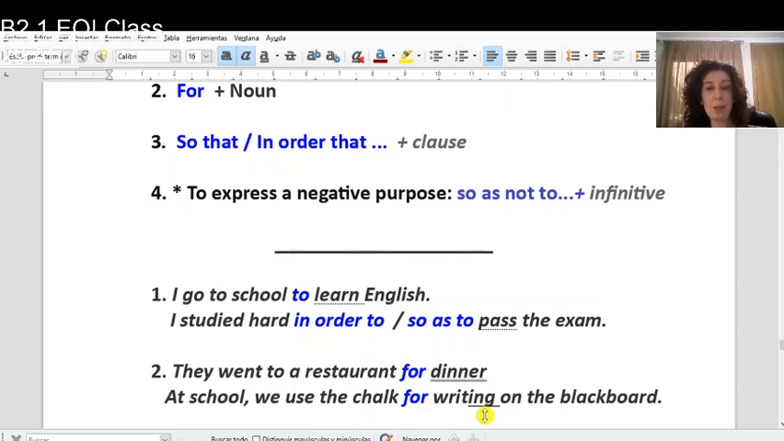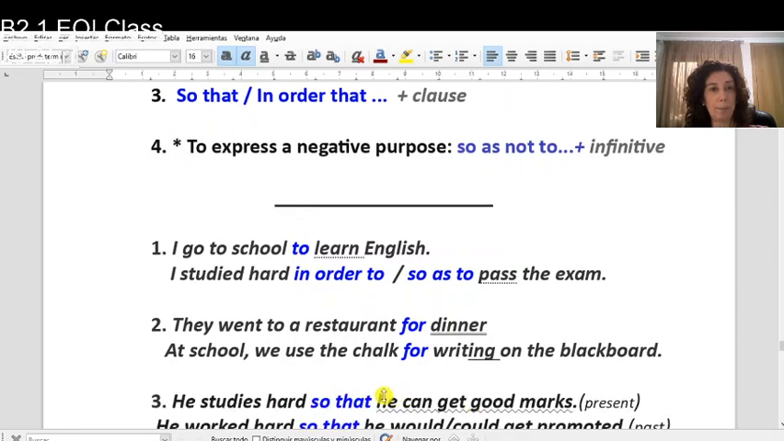Para escribir en la pizarra. ¿Vale? Esto es el uso que hacemos de las cosas. For más gerundio es el uso que hacemos de las cosas. At school, we use the chalk for writing on the blackboard. Pero es for y sustantivo. Si ponéis un verbo, tiene que ir en gerundio y es el uso de las cosas. I use a pen for writing down. I use a computer for working.